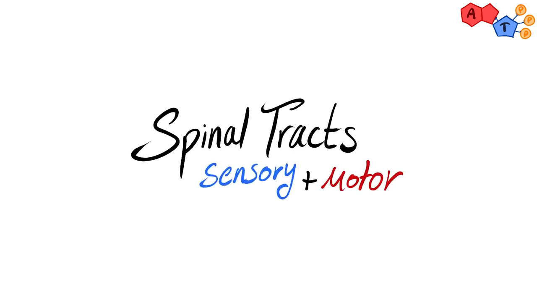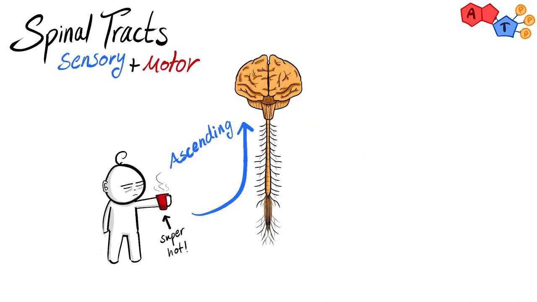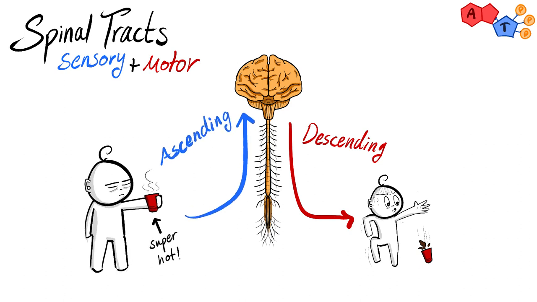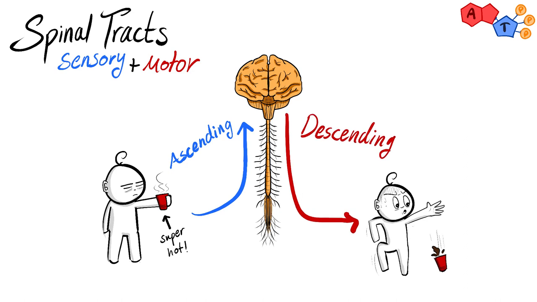In this video, we'll be discussing sensory and motor pathways passing through the spinal cord. These pathways are also known as ascending and descending tracts respectively, which actually makes sense. Ascending, taking the information from the periphery passing through the spinal cord to the higher centers in the brain, thus sensory. While descending is bringing the information from the higher centers down to different segments of the spinal cord.